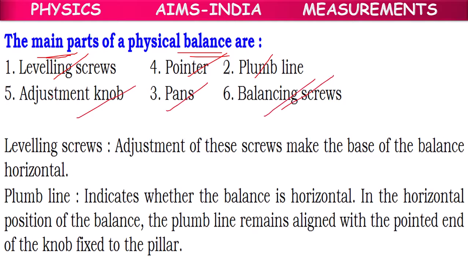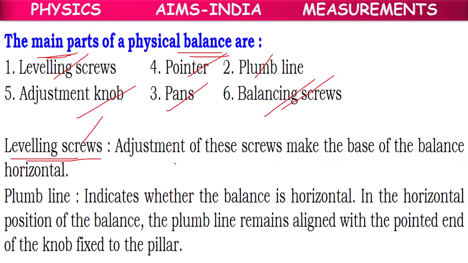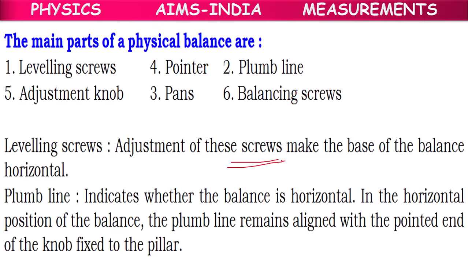Now let's understand the working of each in detail. First, leveling screws. What is the use of these leveling screws? Their main purpose is to make the base horizontal. Adjustment of the screws makes the base horizontal. Next, the plumb line indicates whether the balance is horizontal or not.